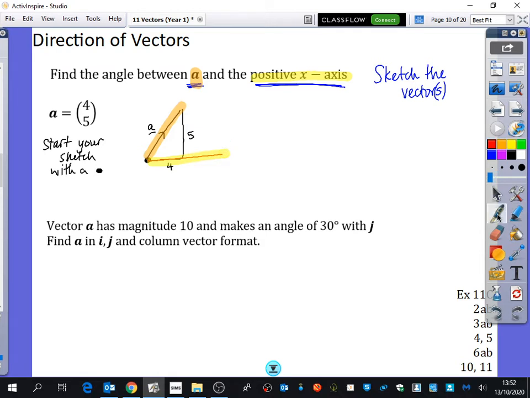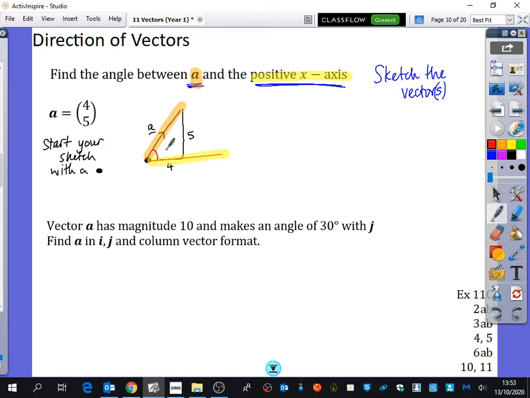I've seen some people draw them where they've drawn A like this, and then they've drawn the positive x-axis like this, and they find this angle. But that's because they didn't start both of them from the dot that we should draw at the beginning. So we need to make sure we're all speaking the same language when we do these questions, which is why we're going to start each of them with a dot to help us draw them. Because obviously this angle is not going to be the same as this angle here, which is the one I want to find. Okay? So I'm going to erase this one for a second.